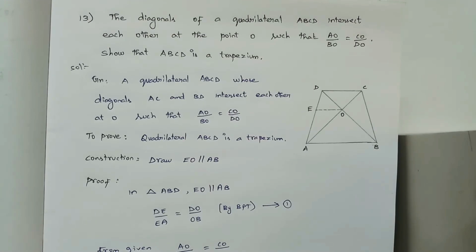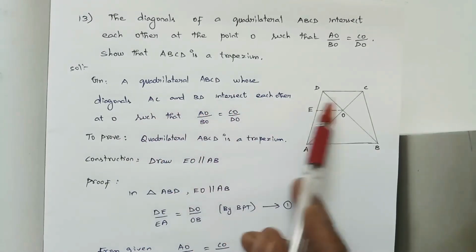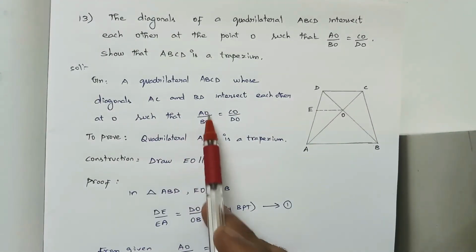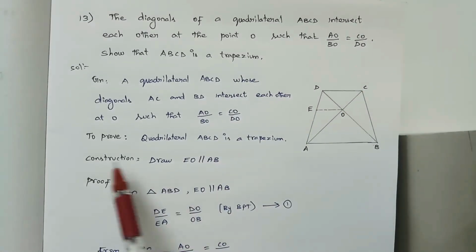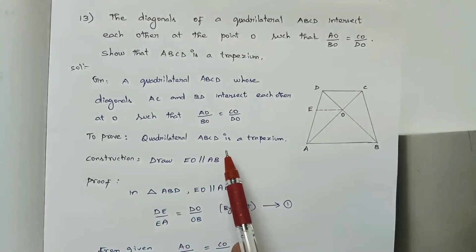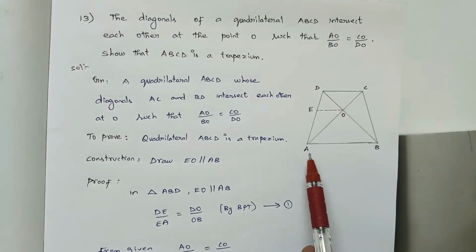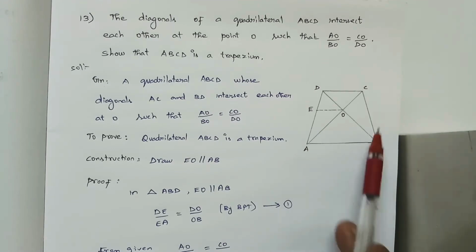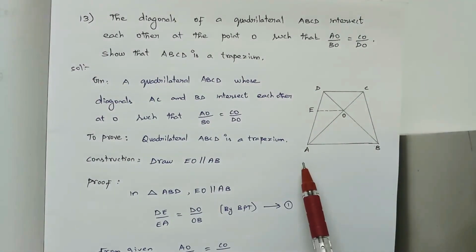How are we going to prove it? Same thing, right? By using the BPT property statement, we are going to prove it. Given a quadrilateral ABCD whose diagonals AC and BD intersect each other at O, such that AO by BO is equal to CO divided by DO. To prove: quadrilateral ABCD is a trapezium. So for a trapezium, what is the property? Among the four sides, any two sides will be parallel. So here I am going to prove that AB is parallel to DC. If AB is parallel to DC, then ABCD is a trapezium.